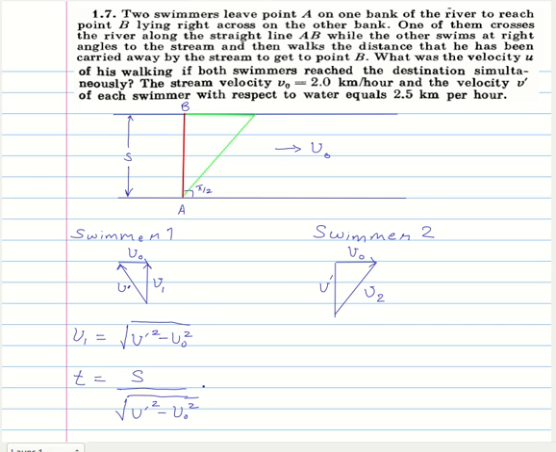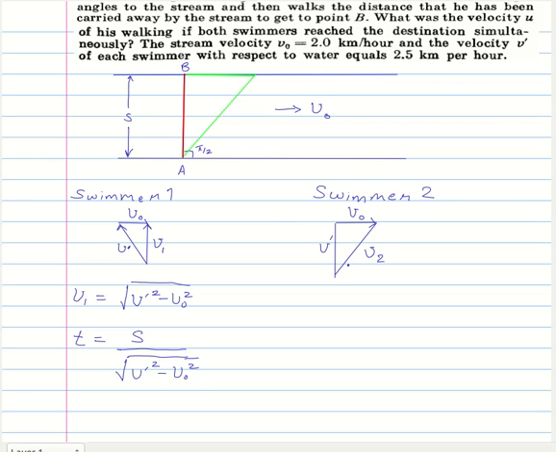Now let us consider the case of swimmer 2. He is swimming at right angles to the stream velocity, so he is making no attempt to swim along the path AB. He is trying to swim straight, and because the stream has a velocity towards the right, his resultant velocity will be v2. To solve this problem, the vertical component of the velocity is v dash and the vertical distance is s. So the time t1 taken by swimmer 2 in crossing the river is simply s by v dash.